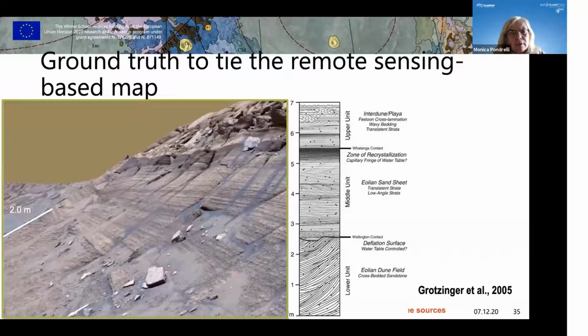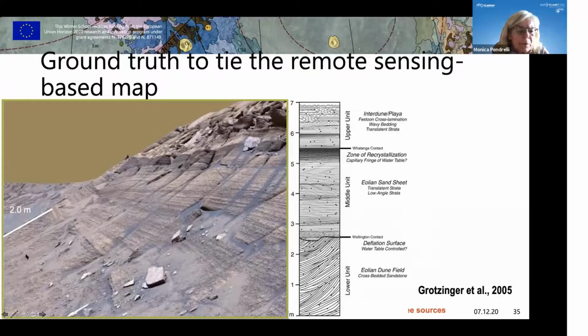Of course, it would be fantastic to have a ground truth example by a rover, an in situ rover, with a section measured just like we could be there in front of the outcrop. This is already a historical example by Grotzinger et al. in 2005. The image was taken by Opportunity.